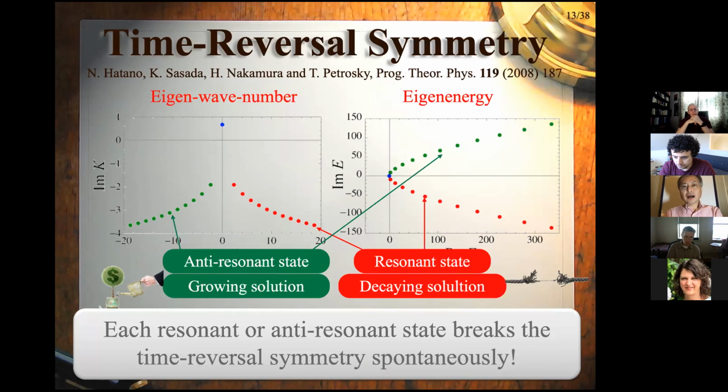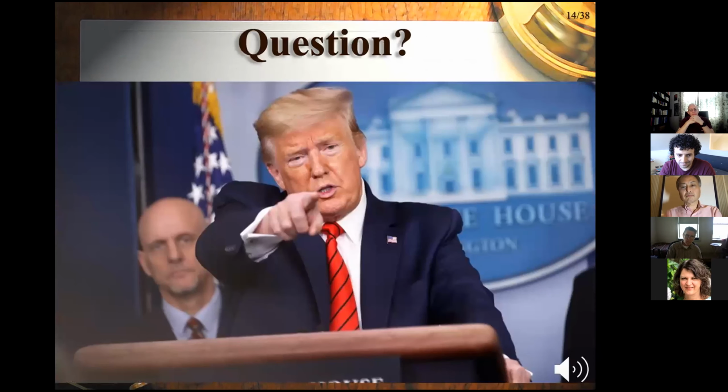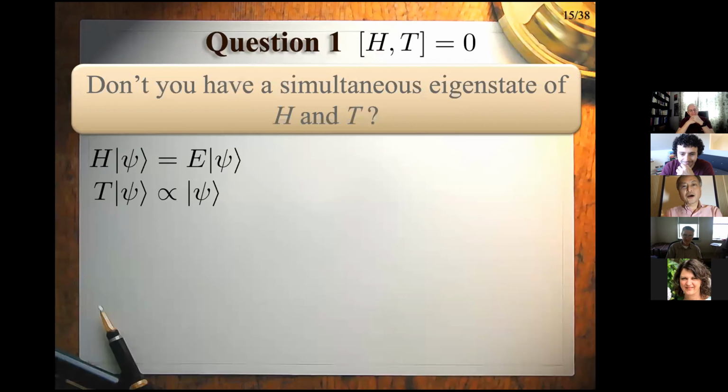Now here is a question. Question 1, which probably many of the audience here are familiar with the answer to. The Hamiltonian is time reversal symmetric, the Schrödinger equation is time reversal symmetric. Then why does the eigenstate break the time reversal symmetry? If they commute with each other, then they must have simultaneous eigenstates.